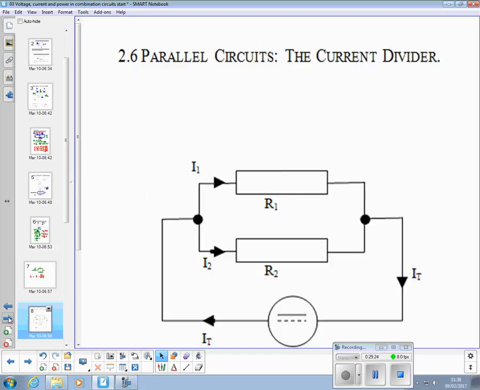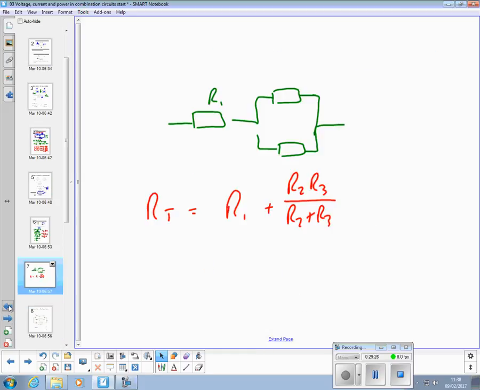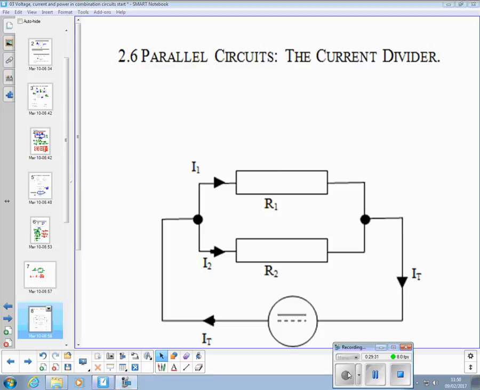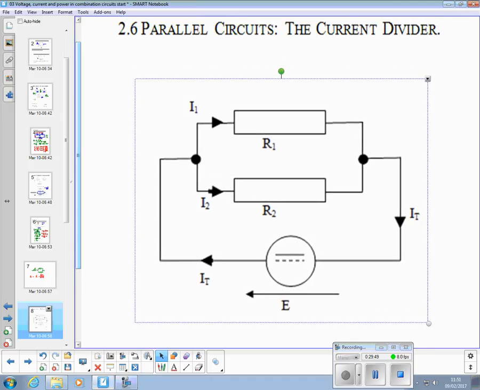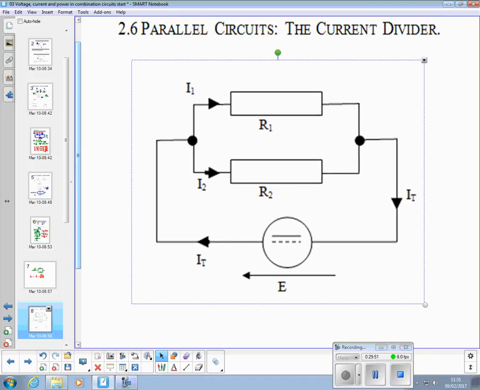So, next page is current divider. Let's have a look in your notes here. So, parallel circuits, current divider. Okay? If we have two resistors in parallel, i.e. the circuit is what I call all parallel, there's no kind of combination, okay? It's the voltage that is the same.